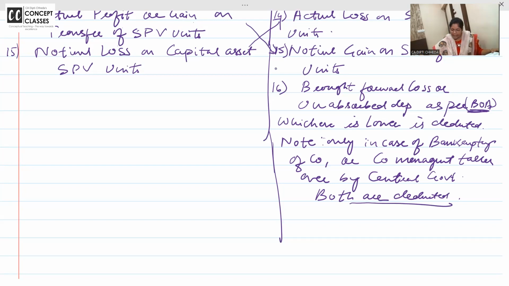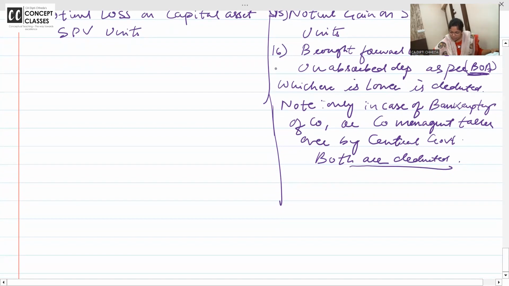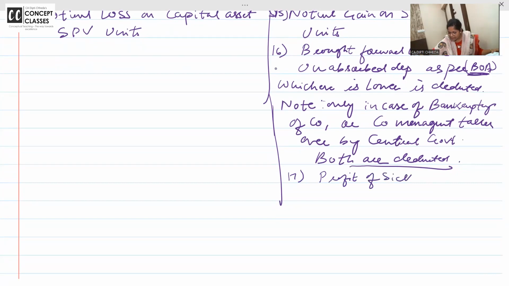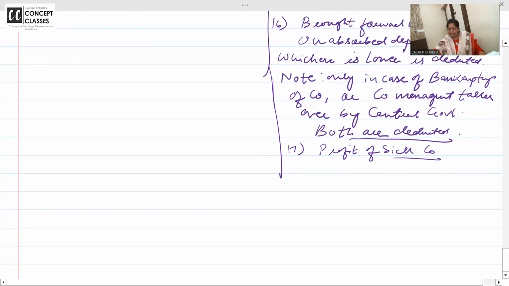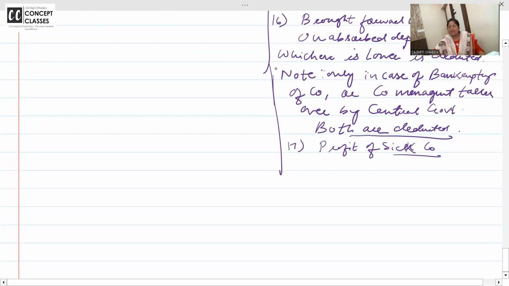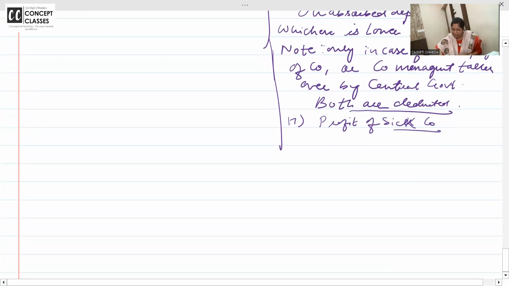Okay? And the last item to be deducted is profit of sick company. Profit of sick company. If the Sick Industrial Companies Act is applicable, if the company is a sick company or defunct company, then it does not have to pay MAT.